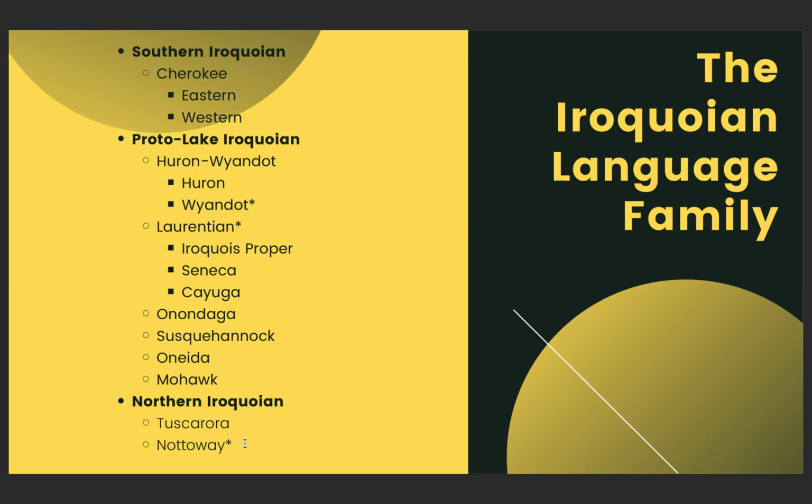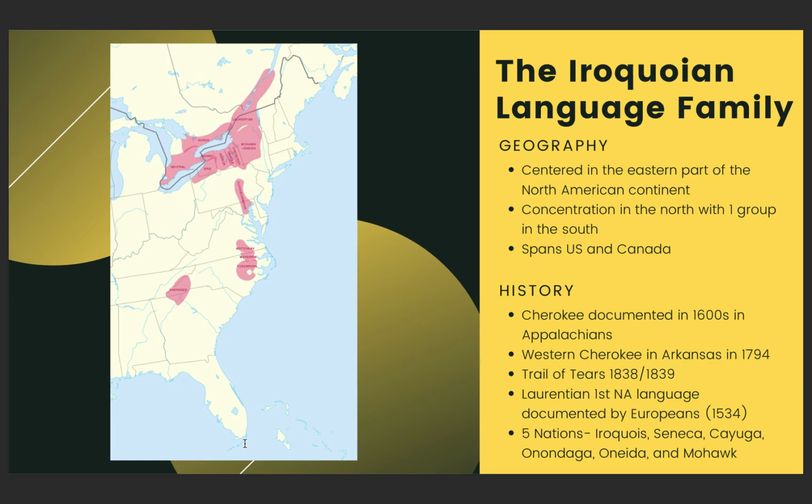You have the Laurentian, which has Iroquois proper, Seneca, and Cayuga as its dialects. You have Onondaga. Ooh, let's see if I can say this one. Susquehannock, Oneida, Mohawk, which is probably one of the more famous of the Iroquoian languages, with Cherokee, Seneca, and Cayuga. And then you had the Northern Iroquoian, Tuscarora, and Nottoway. And so if we go back to our map, we can see the Southern languages, the Eastern and Western Cherokee. You can see the Lake languages right here.